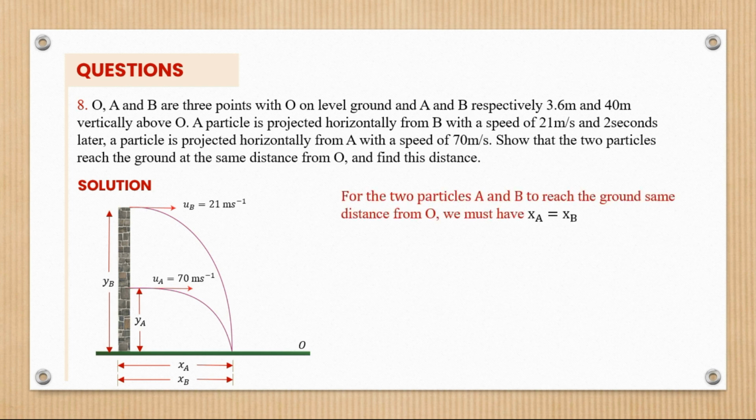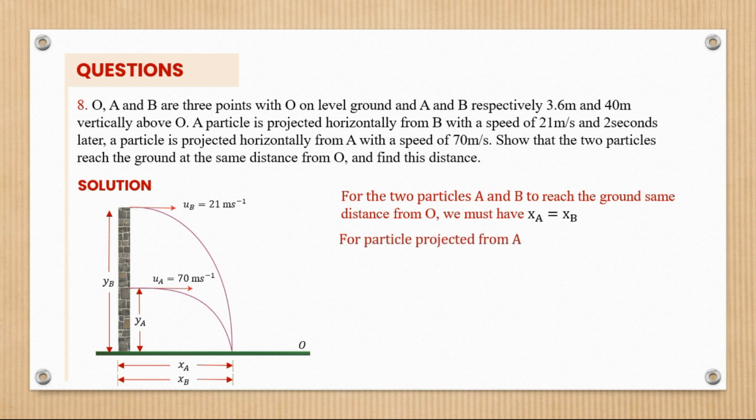So now basically the proof we're looking for here is we just have to show that for the two particles A and B to reach the ground the same distance from O, we must have XA being equal to XB. So that is basically the proof that we need. We have to prove that XA shall be equal to XB, because once that is true, it basically means that they are actually the same distance from the point O.